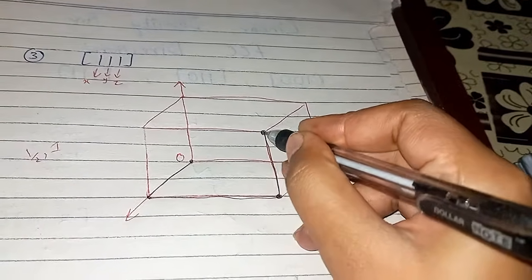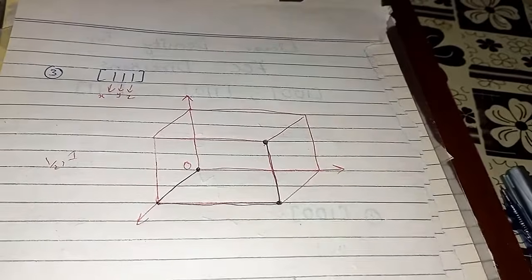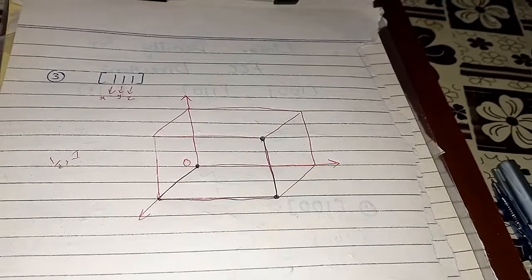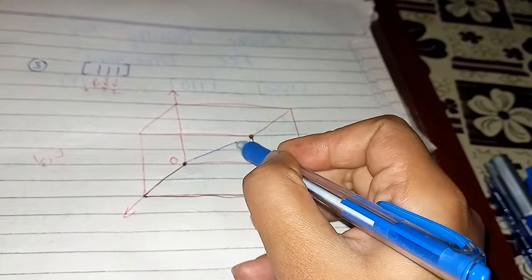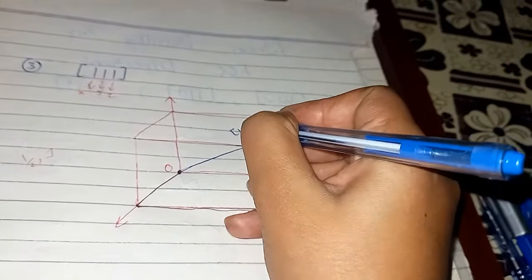So this is the final destination that we got after following these coordinates. This is the initial point and this is the final point. We'll join these 2 points to get the vector, and this is the line vector for 111 direction.